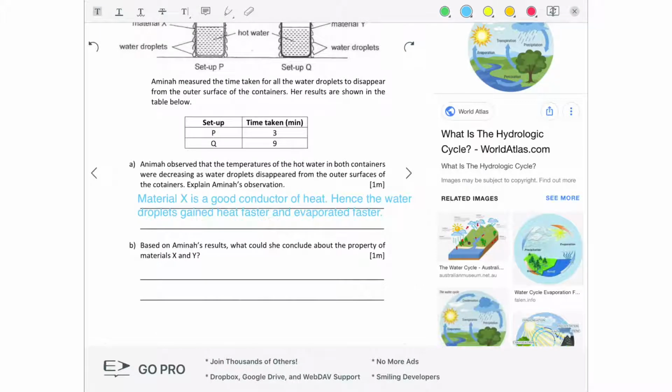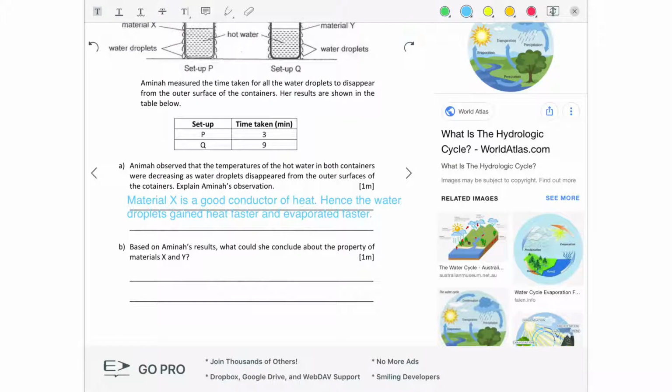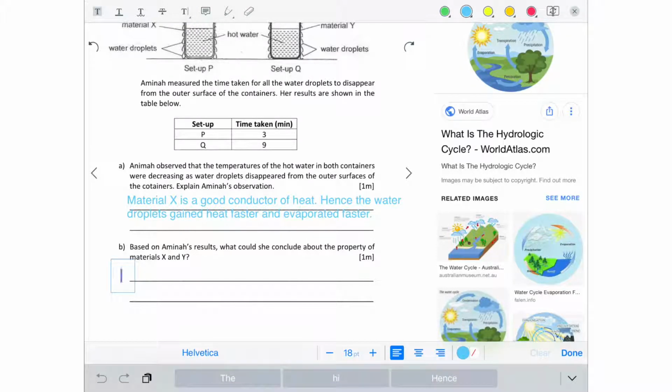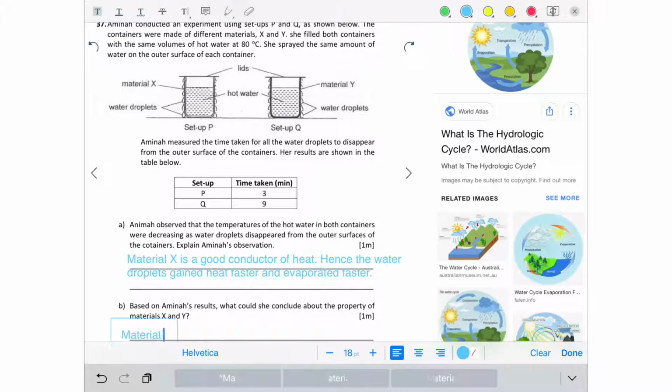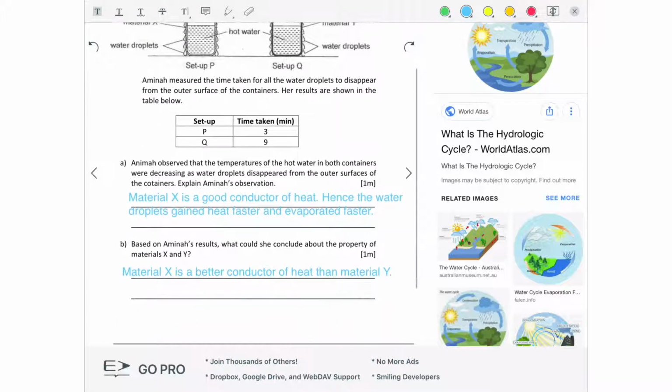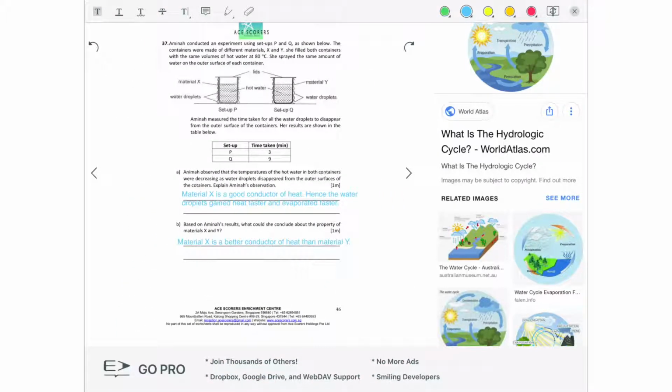That's the key idea. So based on Amina's result, what could she conclude about the property of X and Y? Okay, so actually this part is about the property. So here the answer should be material X is a better conductor of heat than material Y. Okay, so this is the conclusion. Right? So that's the conclusion. And that's one page. It's 1 page, 2 sentences.